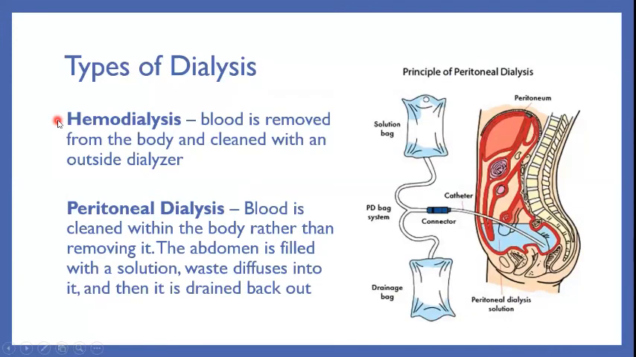Hemodialysis was what we just saw. It's when your blood is removed from the body and cleaned with a machine. An alternative that allows you to do the dialysis at home is called peritoneal dialysis. This is when blood is cleaned within the body rather than removing it. Your abdomen is filled with a solution through a catheter. We're filling the abdomen up with this fluid. Then we allow it to sit for a certain amount of time. The waste is going to naturally go into this fluid, and then we're going to remove the fluid.